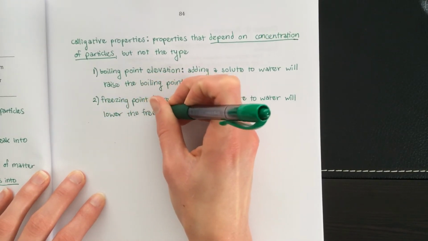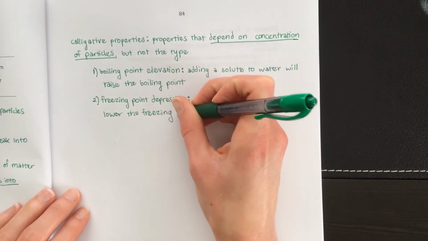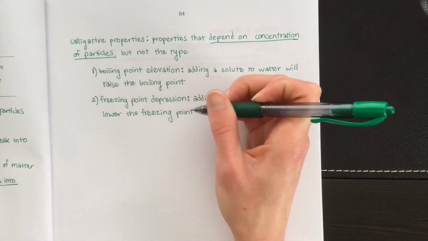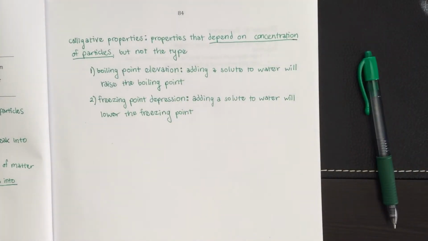All right, and there's lots of applications of this. This is why we put salt on the roads, because it'll lower the freezing point of water, and so we won't have as much ice on the roads. In antifreeze, antifreeze is a mixture of water and another substance, and when you mix those together, it lowers the freezing point of your antifreeze so that it freezes at a lower temperature than it normally would, so you can use it in your car even when it's really cold outside.